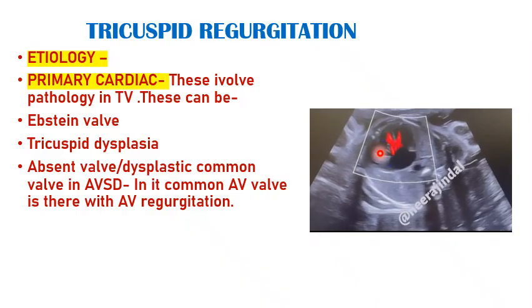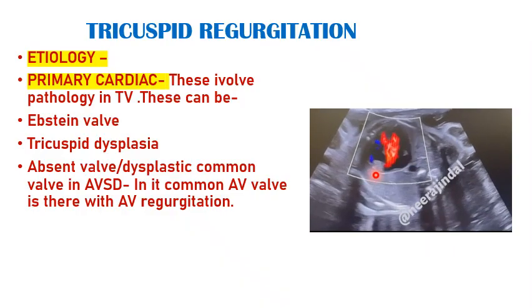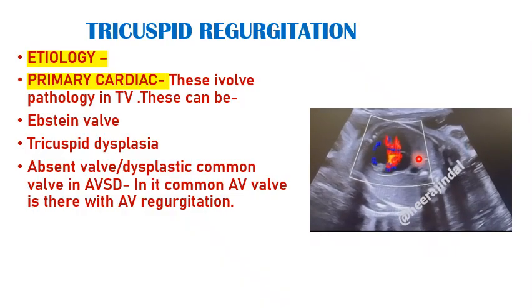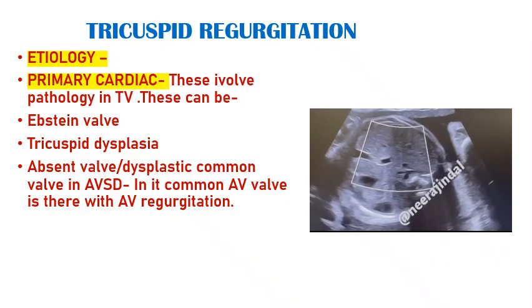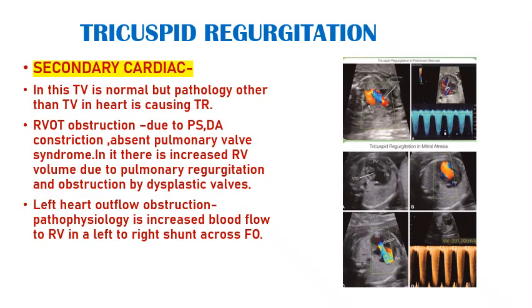Like here we can see it is a case of AVSD. The tricuspid valve and mitral valve are replaced by a common valve, showing AV valve regurgitation. In secondary cardiac pathology, there is pathology other than the tricuspid valve. Like in RVOT obstruction, it can be due to pulmonary stenosis, ductal arteriosus constriction, absent pulmonary valve syndrome.